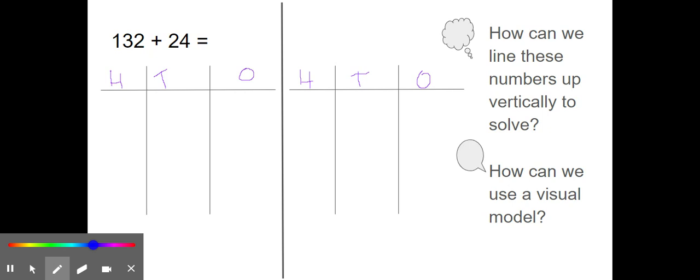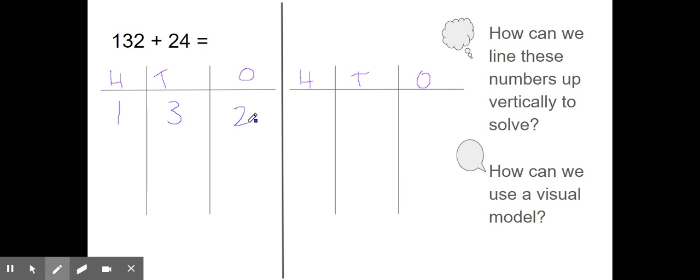Let's start with a vertical equation. 132. There's 100, 3 tens, 2 ones. 24. In 24, there are no hundreds, so I'm going to leave that empty. There are 2 tens and 4 ones. I'm going to add my addition sign. And in vertical equations, remember that we draw a line for the equal sign. Now I have my vertical equation with all my units lined up neatly.